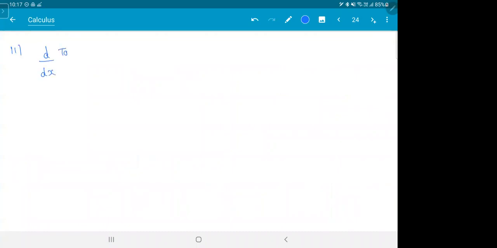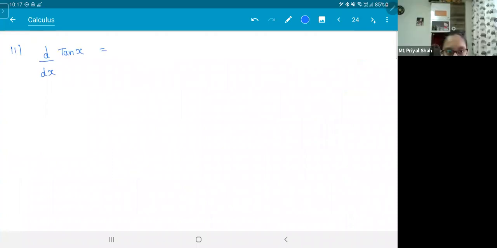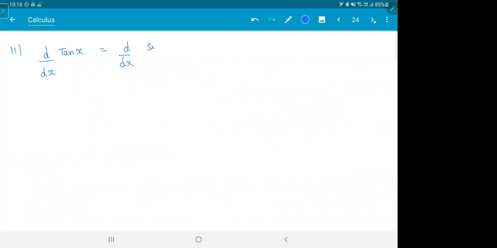d by dx of tan x. How will you do this thing? How will we do tan x? Sin x upon cos x. Yes, you have to do sin x by cos x. You have to use that fourth formula, the division rule.